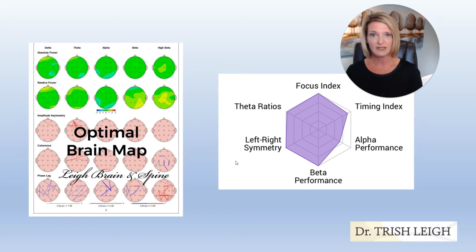On the left-hand side is a traditional QEEG. That is what we perform in the office at Leigh Brain and Spine using advanced technology in a computer system. And if you check out my video on how does brain mapping work, I'll explain that more to you there. On the right-hand side is the very advanced online platform application that we use for home brain mapping.